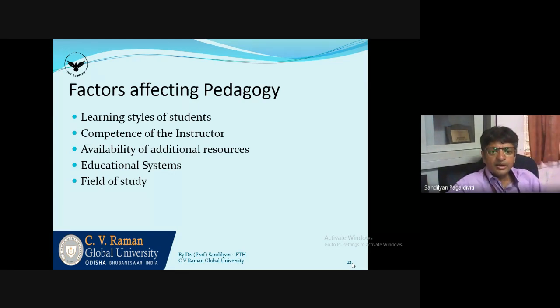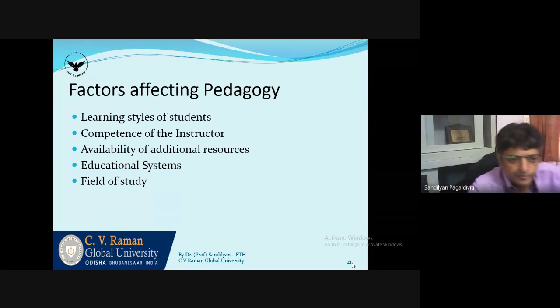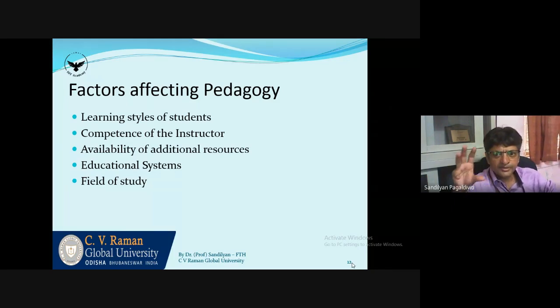Anyway, learning style is actually, there are different styles. Either a student is an audio learner, a visual learner, a kinesthetic learner, or a combination of both. Or someone learns by reading, that is a visual learner. So these are all different types of learners. It definitely has a major impact on the pedagogy that you should choose.